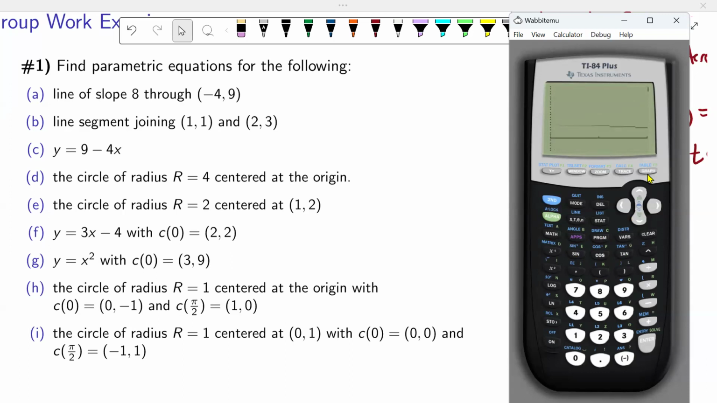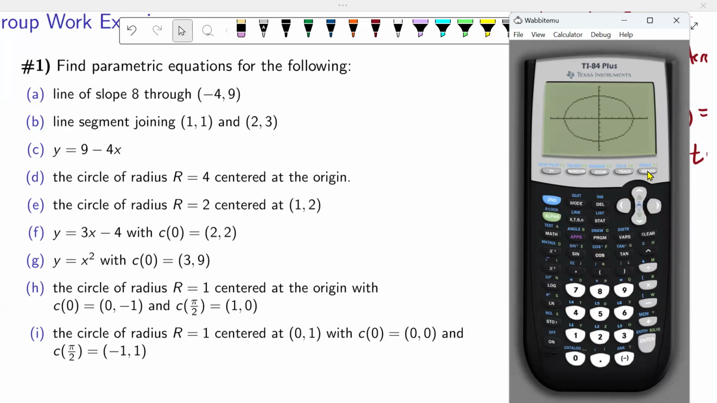Then I can go to graph, and my window is really messed up. So let me go to window. I have to give a T min and a T max. Somehow my calculator knows the T min is 0 and the T max is that. But I also have to give an X min and an X max. I think negative 7 is good there. Negative 7 here is good. Now let's graph it.